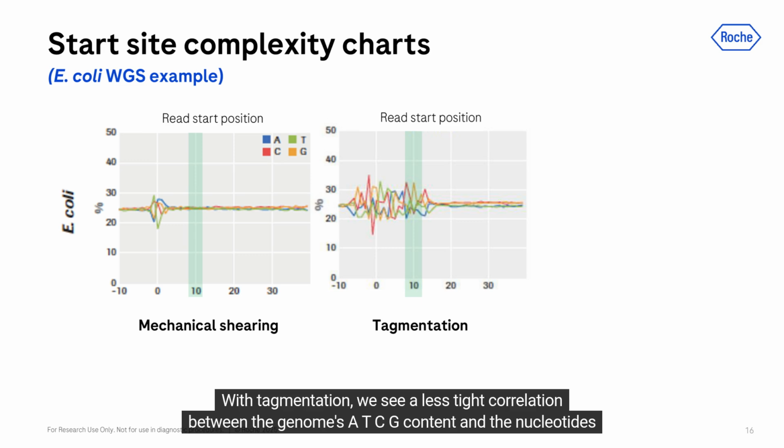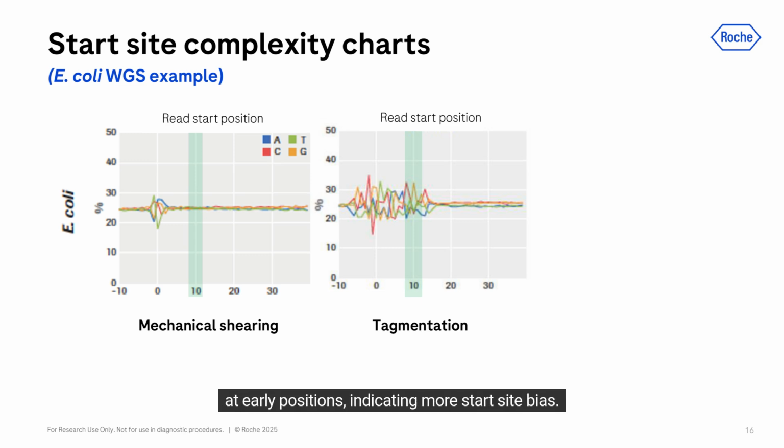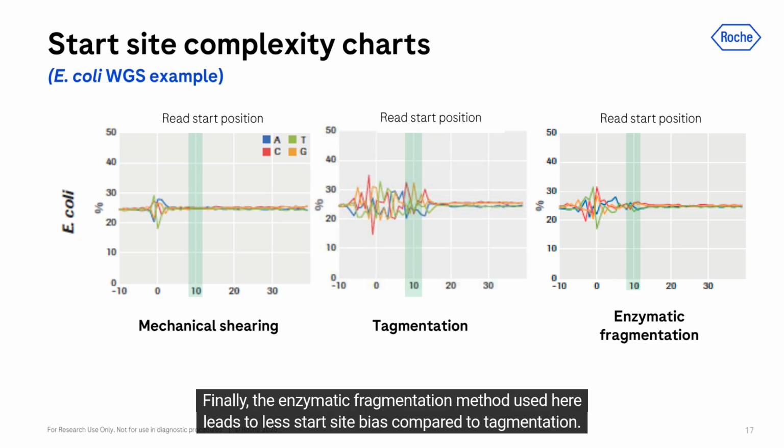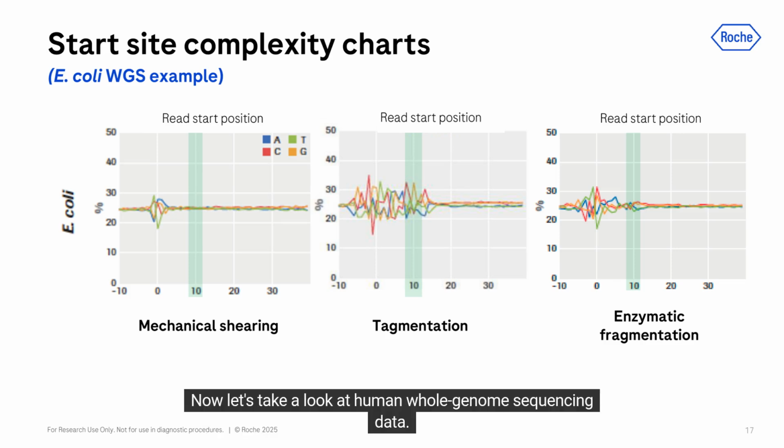With tagmentation, we see a less tight correlation between the genome's ATCG content and the nucleotides at early positions, indicating more start site bias. Finally, the enzymatic fragmentation method used here leads to less start site bias compared to tagmentation. Now, let's take a look at human whole genome sequencing data.